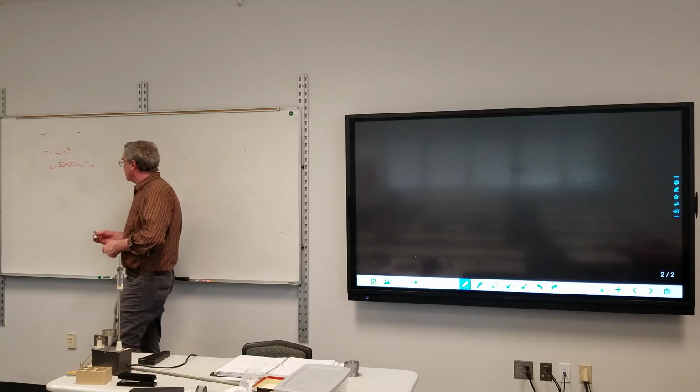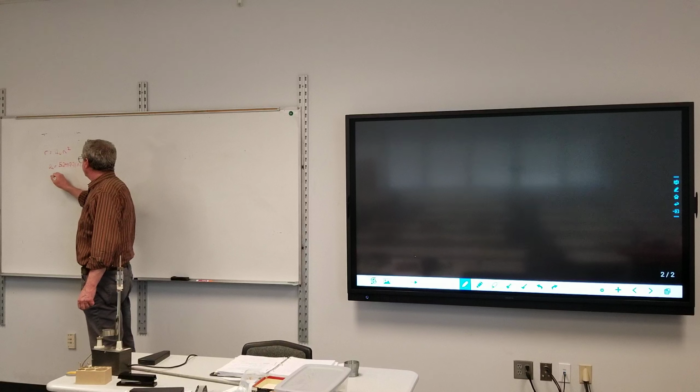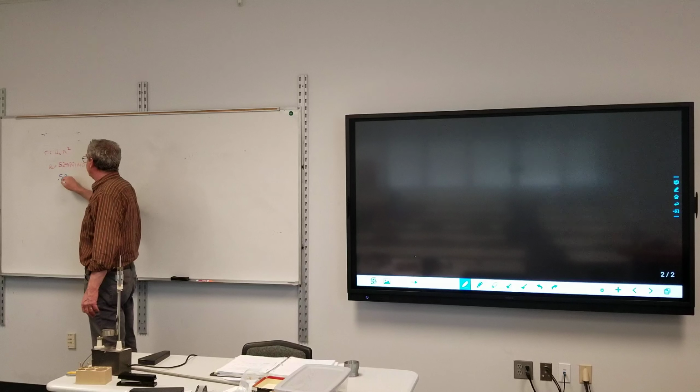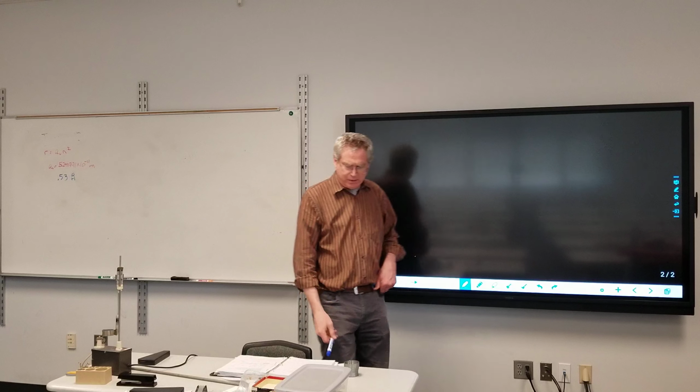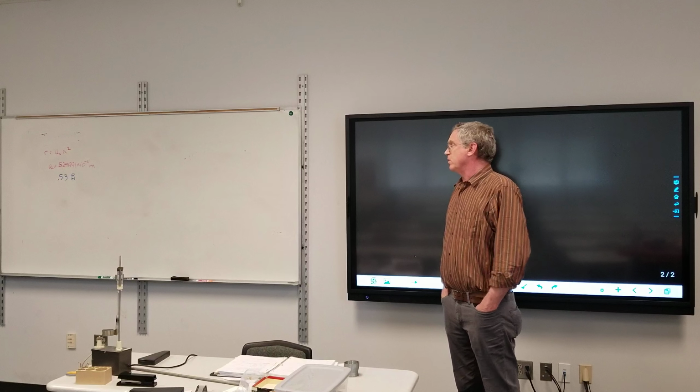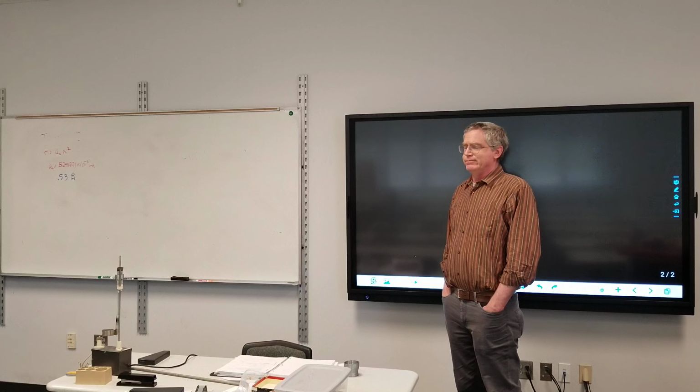Recognize that this is 0.53, rounding off, angstroms. The angstrom being the unit basically set up so that the size of an atom is 1-ish.